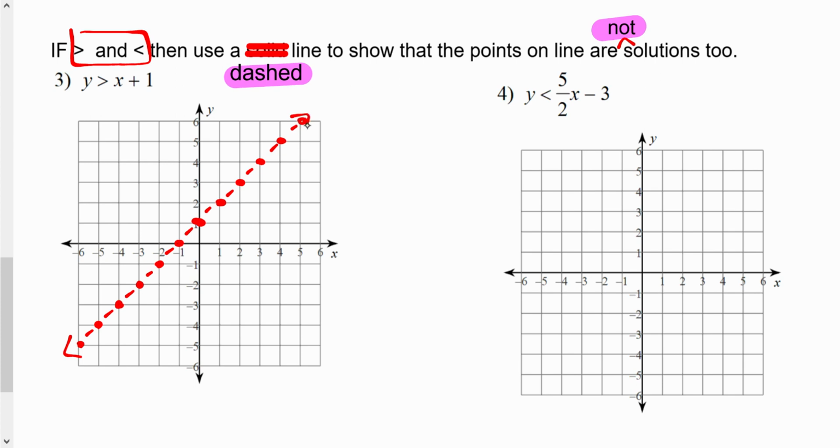Now, should I shade above or below? It says greater than, so y is greater than. So do I shade above it or below it? Above it. Now let's go shade it.